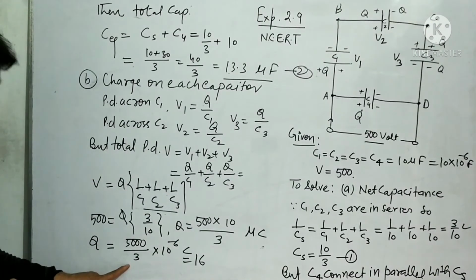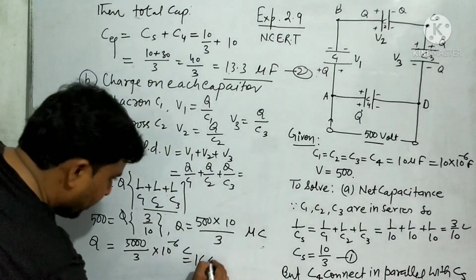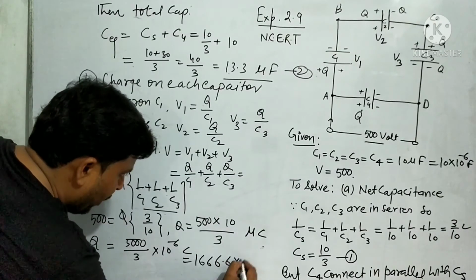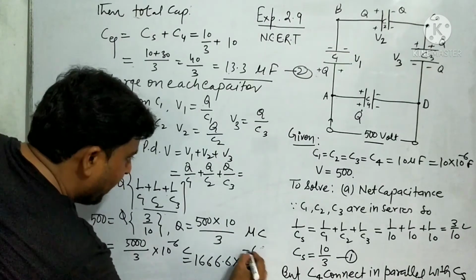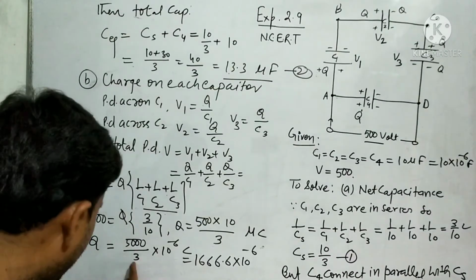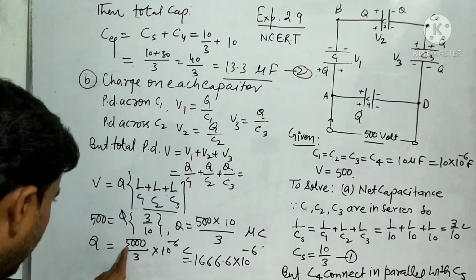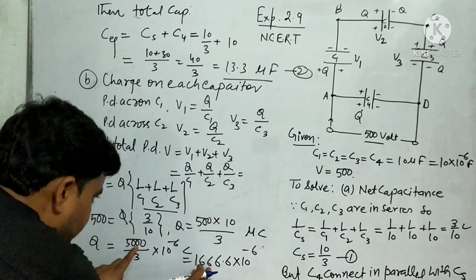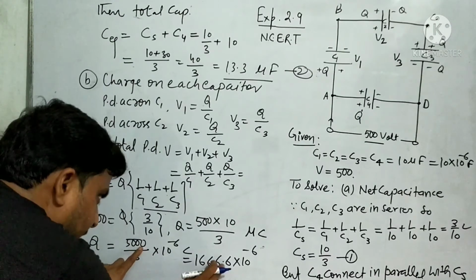3 6 18, 20. Again 3 6 18, 0.6 into 10 raised to the power minus 6. Check it. 3 6 18, 20, 3 6 18, 20, 3 6 18, decimal.